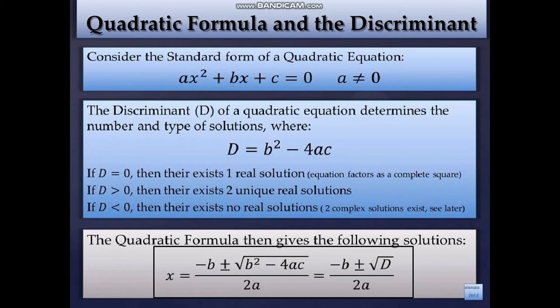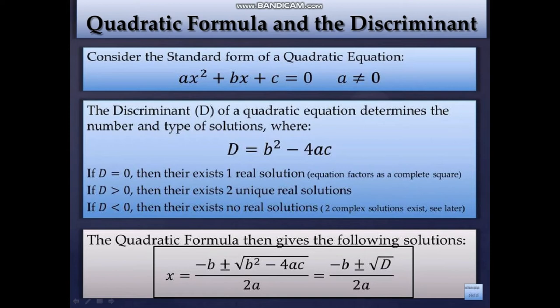This equation that is called discriminant determines the number and type of solutions. If discriminant is equal to 0, then there exists one real solution. If discriminant is greater than 0, then there exists two unique real solutions. If discriminant is less than 0, then there exists no real solution. Two complex solutions exist.